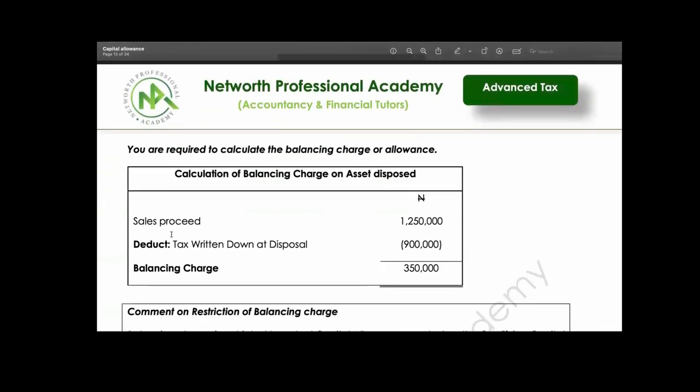You remember I told you balancing charge is sales proceeds less tax written down value at disposal. So we have a balancing charge of 350,000. Do you understand this? Balancing charge of 350,000.